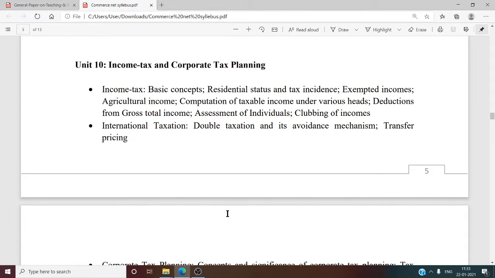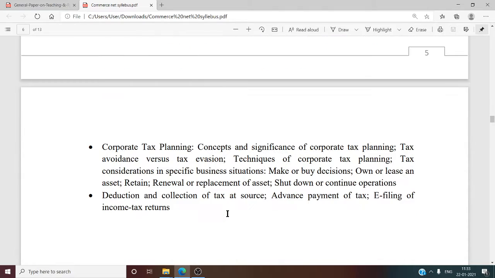Then last chapter is income tax and corporate tax planning. Income tax basic concept, residential status, tax incidents, exempted income, agricultural income, computation of taxable income under various act, deduction from gross total income, assessment of individual, clubbing of income, international taxation, double taxation, avoidance mechanism, transfer pricing, corporate tax planning, concept and the significance of corporate tax planning, tax avoidance versus tax evasion, techniques of corporate tax planning, tax consideration in specific business situation, make or buy decision, own or lease an asset, retain, renewal or replacement of an asset, shut down or continue operation, deduction and collection of tax at source, advance payment of tax, e-filing of income tax return.